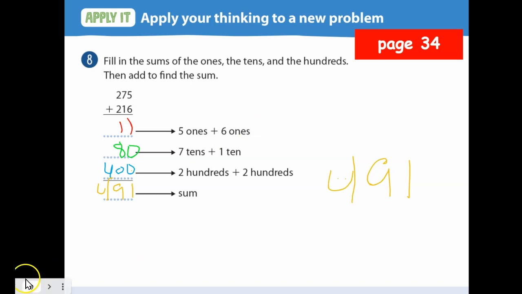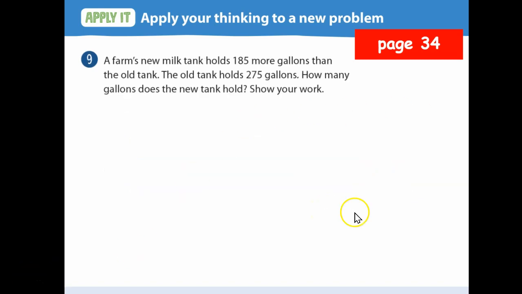Okay, so on page 34, go ahead and work out this problem. It says a farmer's new milk tank holds 185 more gallons than the old tank. The old tank holds 275 gallons. How many gallons does the new tank hold? Show your work. And again, what have we been doing this whole time? Adding. So go ahead and add.